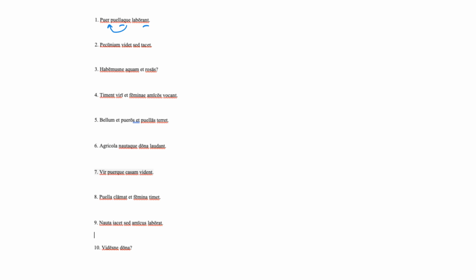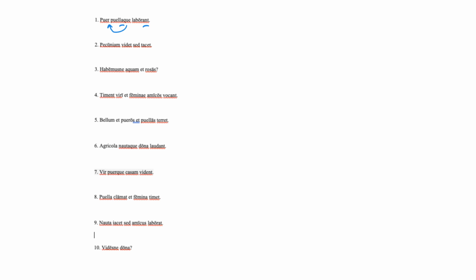One more thing, sorry. The subject, remember, does the action, okay? And the direct object, which is the accusative case, receives the action. So puer, puellaque, laborant. All right, so what are the puer and the puellaque doing? Laborant. Who's laborant? The puer and puella.